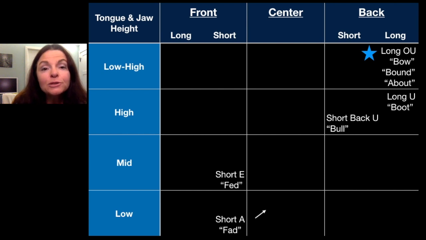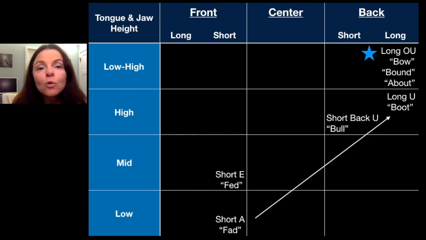Now let's look at the third low-high vowel, the long OU, as in ow. It starts with the short A, which is the low front vowel. And then it ends with the long U, a high back vowel. So this vowel moves all the way across the vowel chart. It's really fun to say because it's a lot of movement. If you have a word like bow, where the word ends in the vowel, you'll go really deep. You'll start with a big short A and then proceed all the way to the tight-lipped ooh.